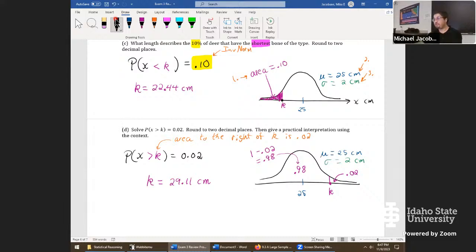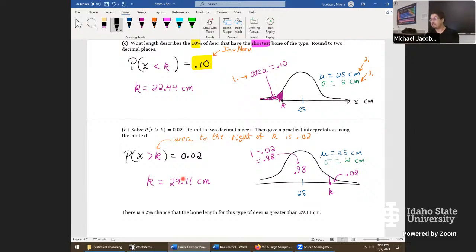Awesome. Well, last thing we have to do is give this a practical interpretation. Any volunteers for how we would interpret 29.11? Yeah, go ahead. Yep, that's exactly what I would say on this one as well.